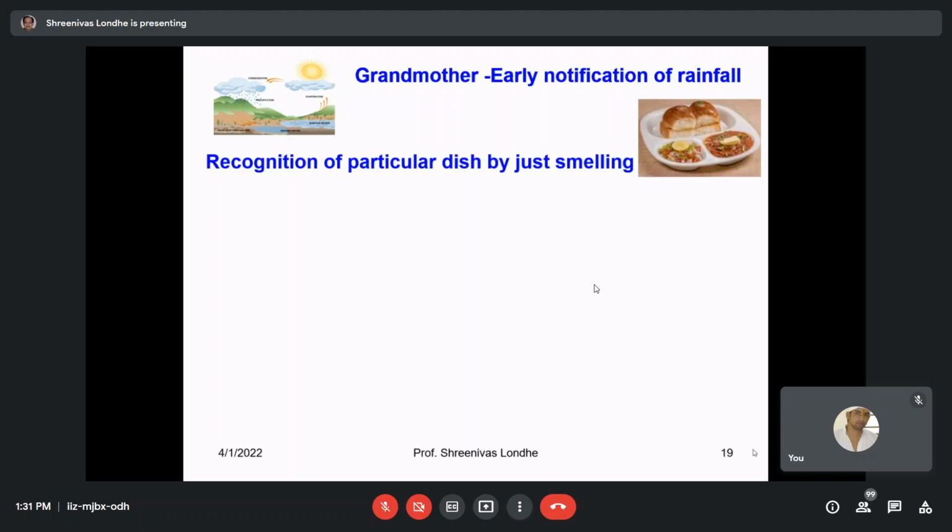Likewise, how does it work? You have not seen what is going on by going into the kitchen, but still you recognize it very accurately because your brain works accurately on what? Earlier experiences.